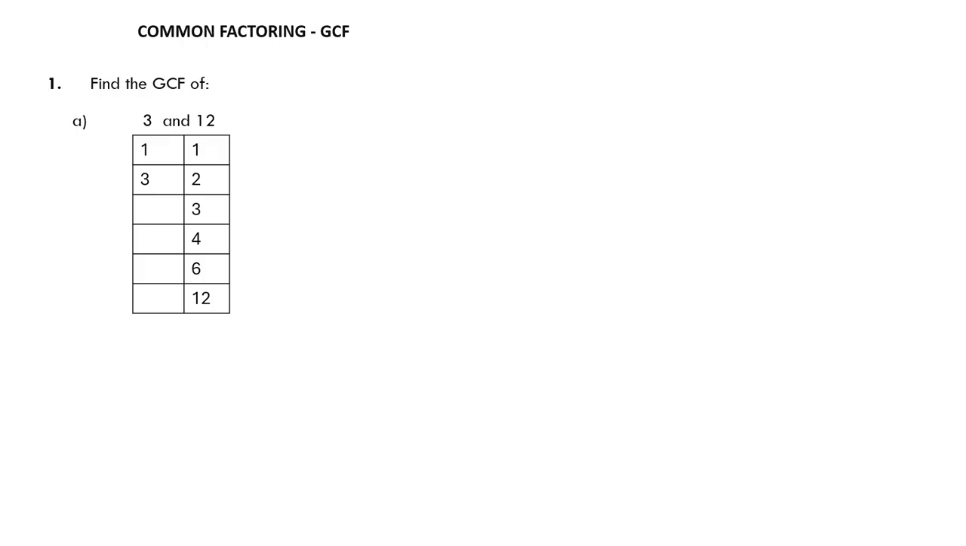Question 1. Find the greatest common factor of 3 and 12. Well, the factors of 3 are 1 and 3. The factors of 12 are 1, 2, 3, 4, 6, 12, and so on. But the greatest common factor between the two of them is 3.